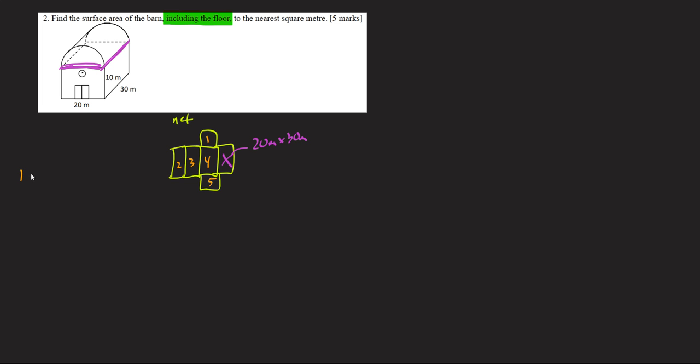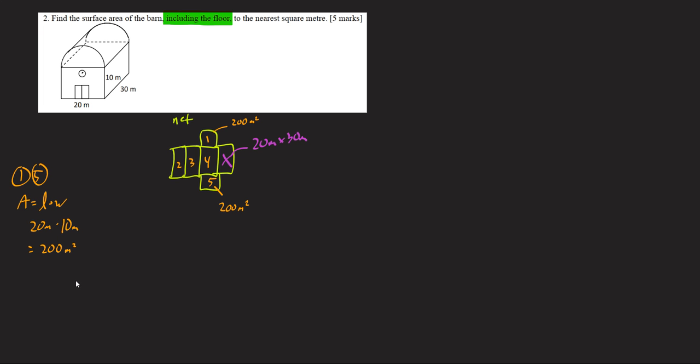Number 1 and number 5 are the front and the back. They're the same as each other. Each of them is length times width, 20 meters times, in this case, the width would be like the height, 10 meters. So each of them has an area of 200 square meters. So the area there is 200 square meters, and the area there is 200 square meters.